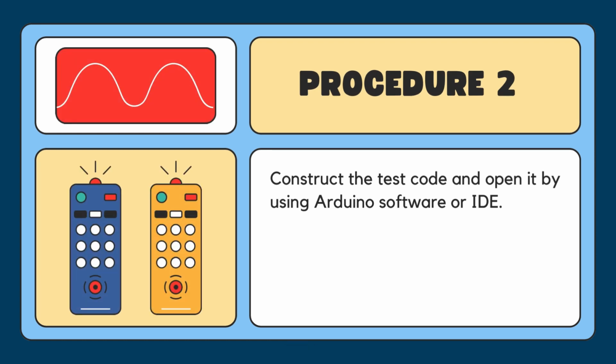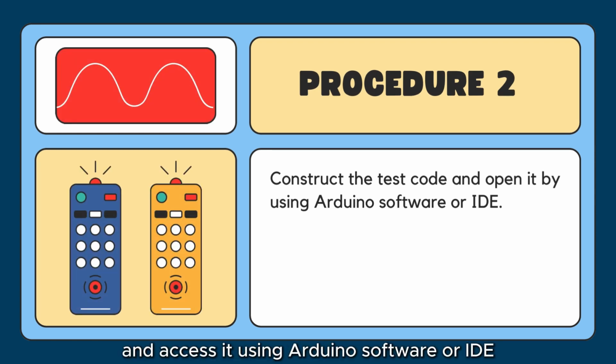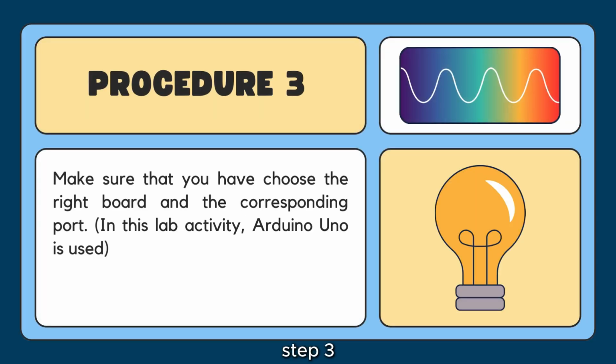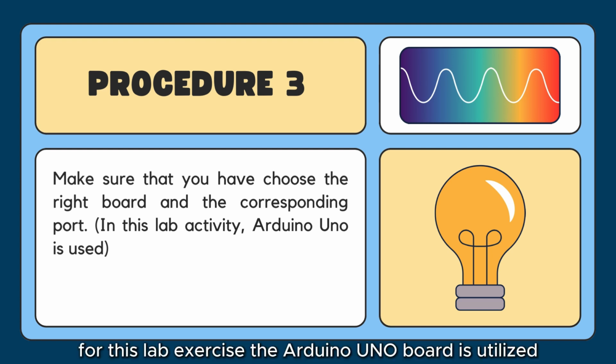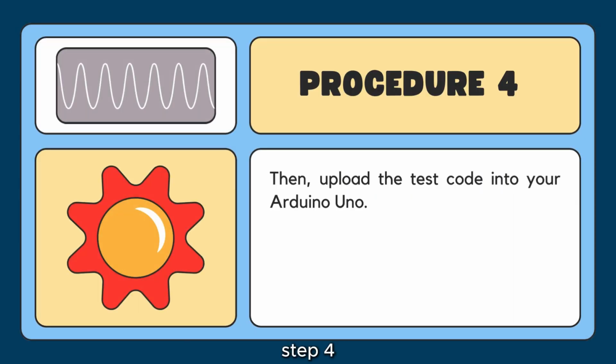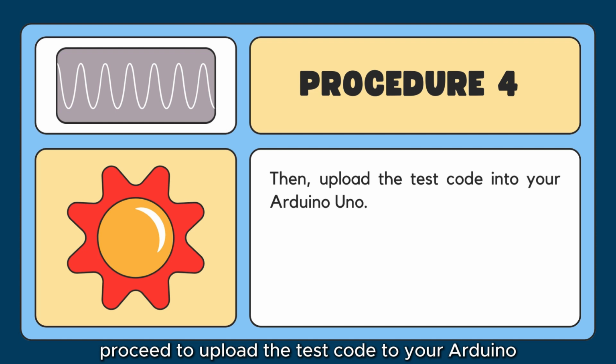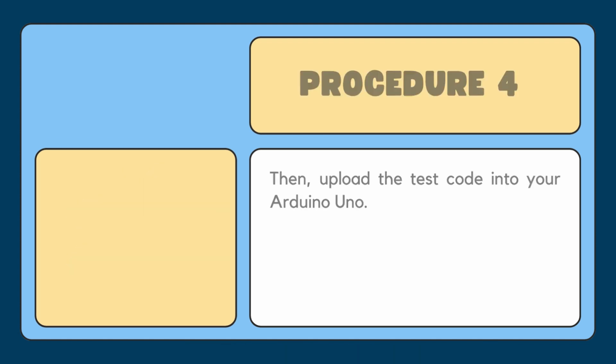Step 2. Develop the test code and access it using Arduino software or IDE. Step 3. Ensure that you have selected the correct board and its corresponding port. For this lab exercise, the Arduino Uno board is utilized. Step 4. Proceed to upload the test code to your Arduino.